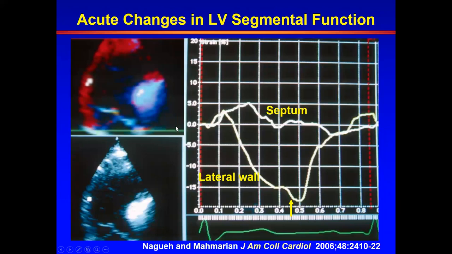Acutely, how does alcohol septal ablation work? The way it works is you cut the blood supply to the septum so it does not work. In this case, if you look at the strain, remember the normal performance of strain is to go below the baseline, and this is still happening for the lateral wall. But the septum is now dyskinetic, moving away from the lateral wall during systole and resulting in a drop in gradient.